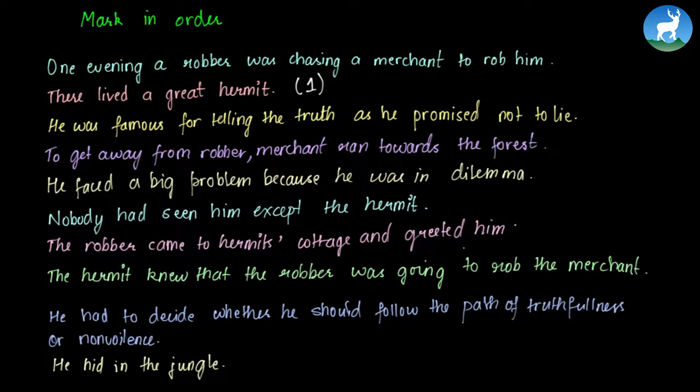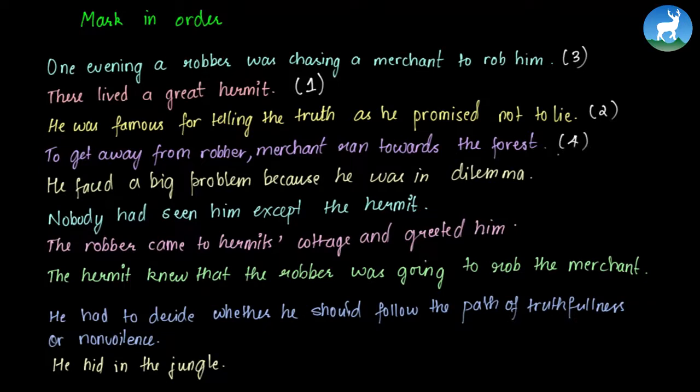So he was famous for telling the truth as he promised not to lie. This is the second point. Now for the third point, we have one evening a robber was chasing a merchant to rob him. Now here begins the story. So this comes third. For the fourth point, we have to get away from the robber, the merchant ran towards the forest. So one evening when a robber was chasing a merchant to rob him, to get away from the robber, the merchant runs away. So this must be the fourth point.